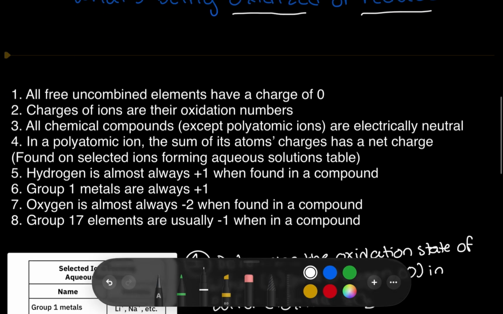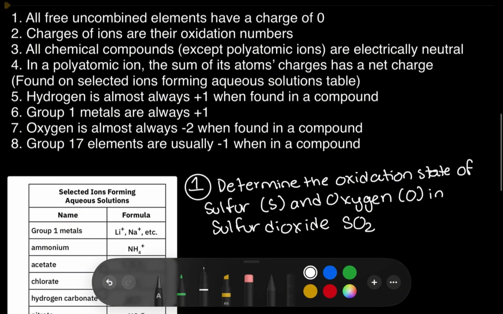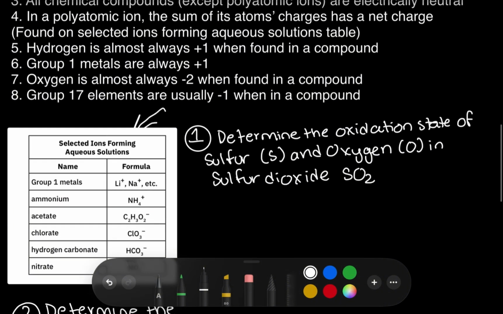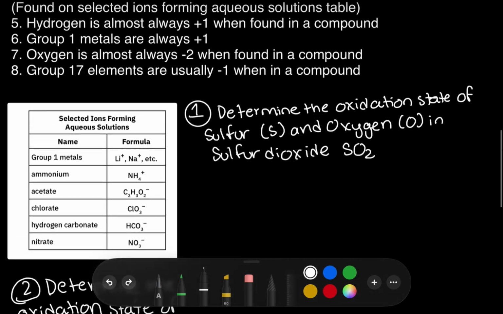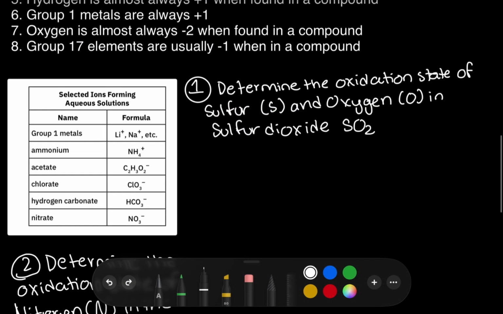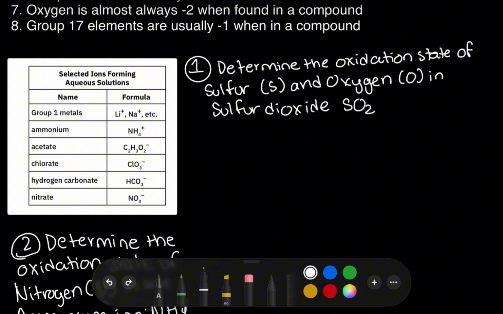So these are just the rules, and here is a table that you can find in your reference table. And we're just going to be doing 3 practice problems on how to determine oxidation numbers, or how to assign them. So to start off, determine the oxidation state of sulfur and oxygen in sulfur dioxide. So the first thing we want to do is break this up. So we have sulfur and we have oxygen.